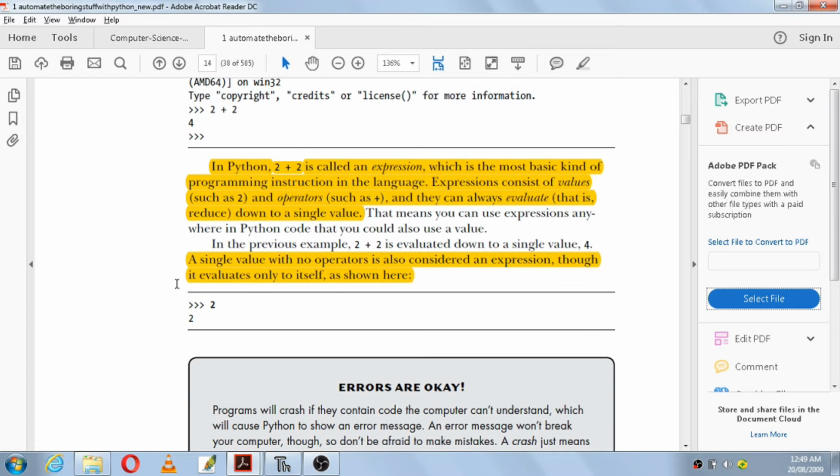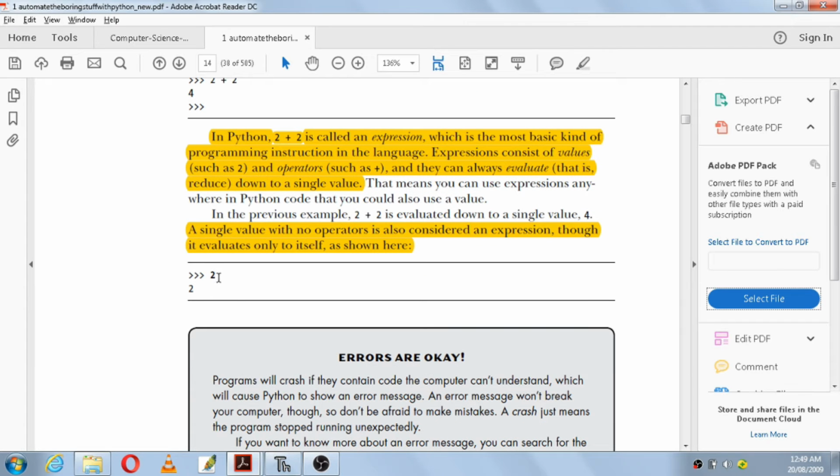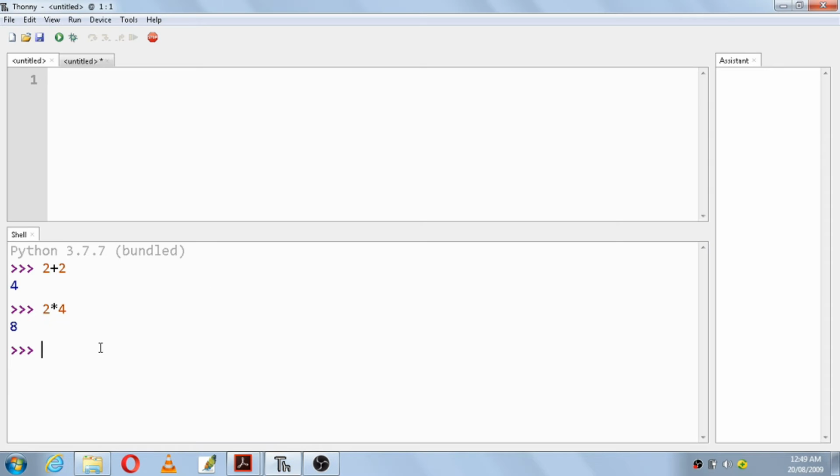A single value with no operator is also considered an expression, though it evaluates only to itself. Because there is no operator and no other value to connect with it, it immediately gives the output as it is. Here we can check. If you give 2, it gives itself. It will not show an error or anything like that.